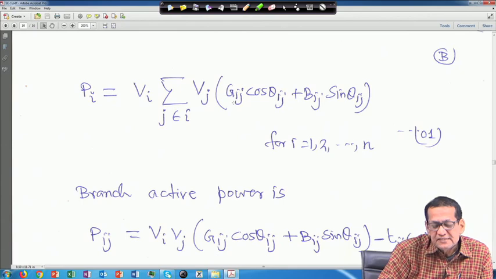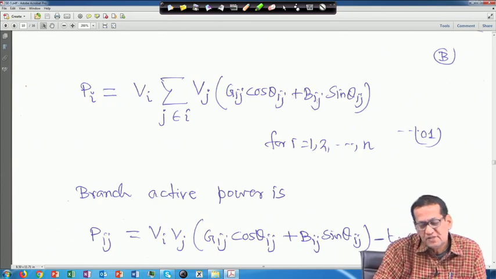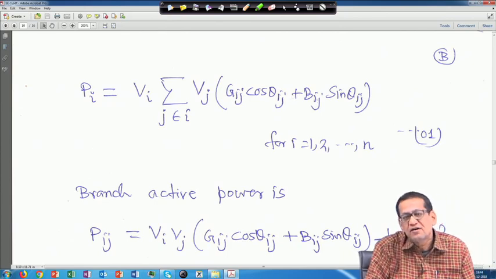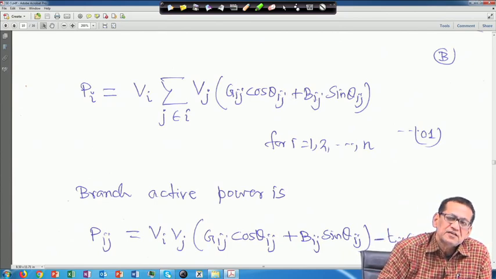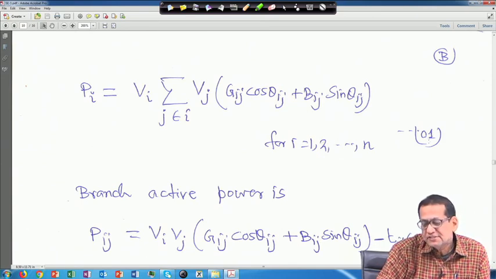So, V_i V_j [G_ij cos θ_ij + B_ij sin θ_ij]. The sign before B_ij depends on whether B is negative or positive, and whichever way you study it does not matter, the final result will remain the same. For i equal to 1 to n, this is equation 0 1. Later we will make 1, 2, 3, but a separate note has been made. So, it is 0 1.